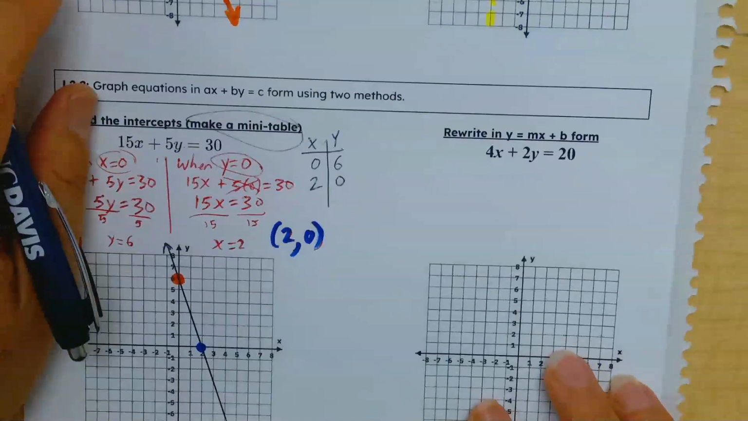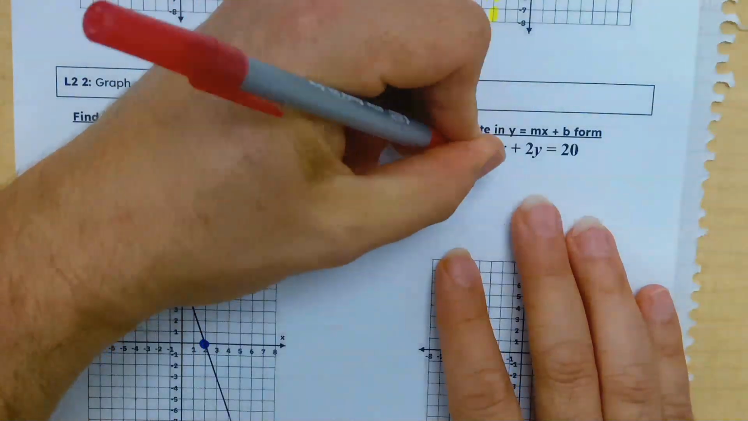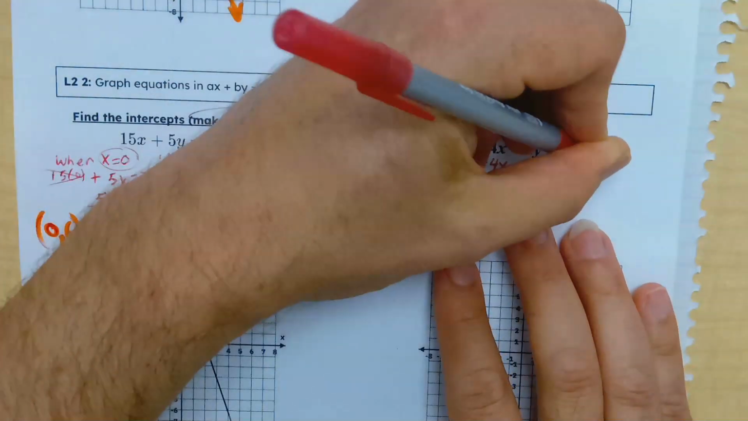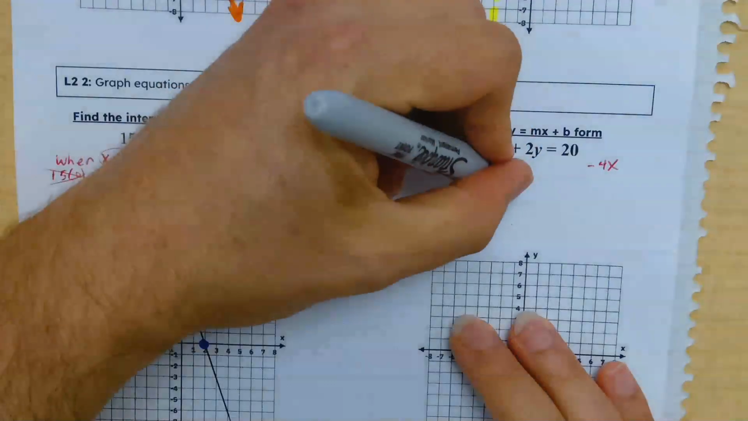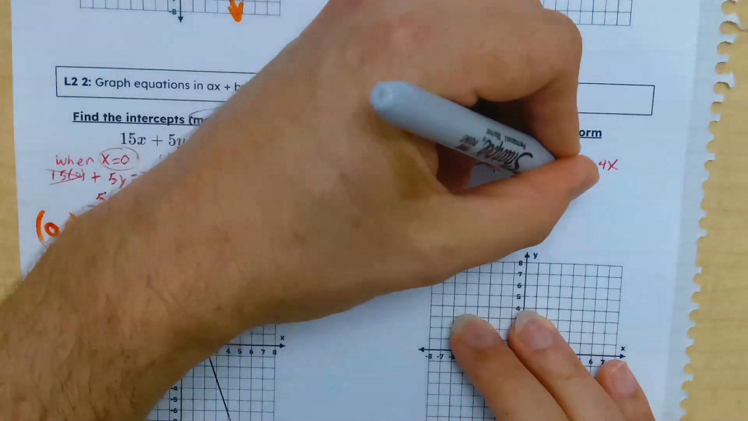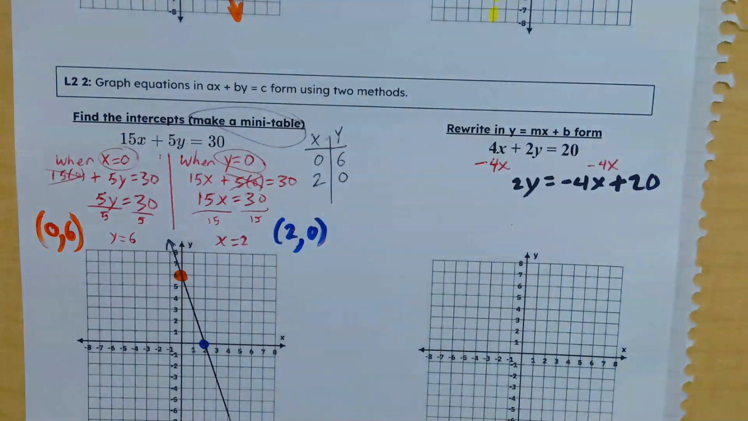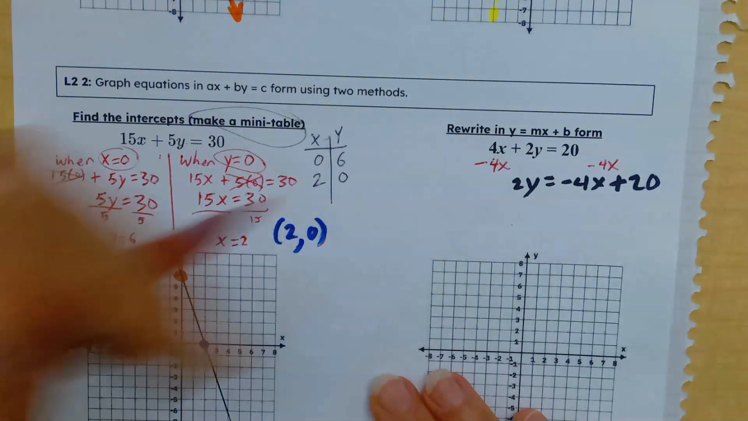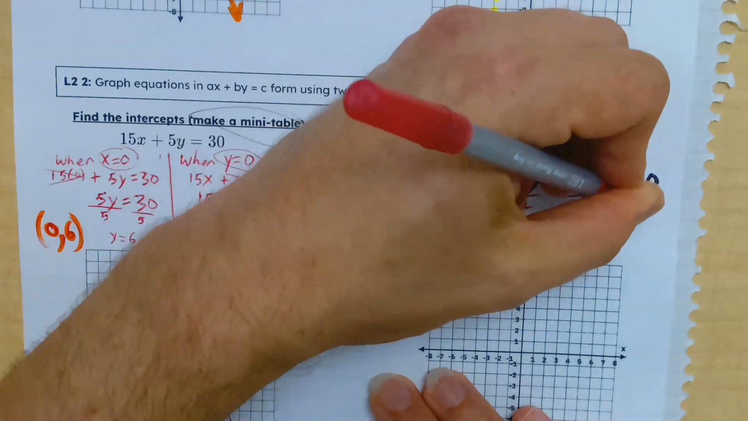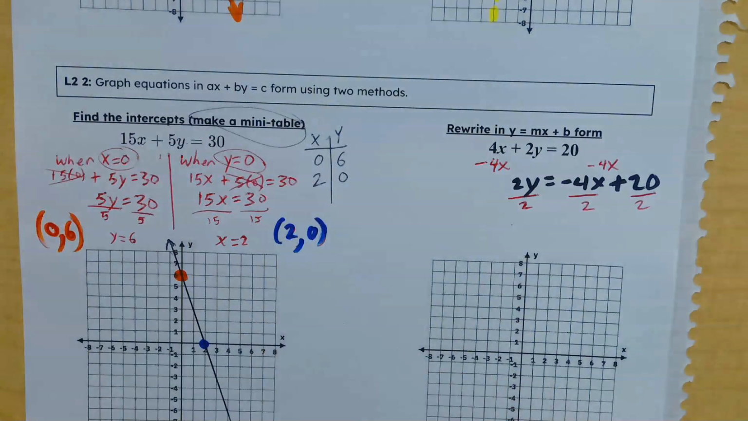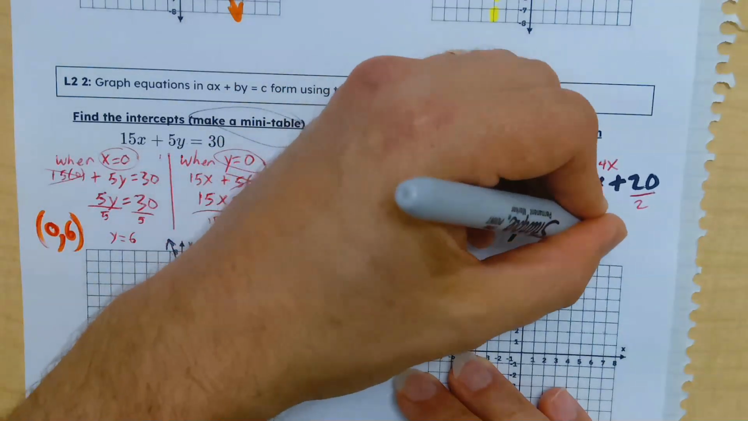Okay, rewrite in this form y equals mx plus b. So the first thing we need to do is subtract 4x on both sides, and then I get 2y equals -4x plus 20. And now I want to solve for y, so I need to divide everything by 2. And then I get y equals -2x plus 10.